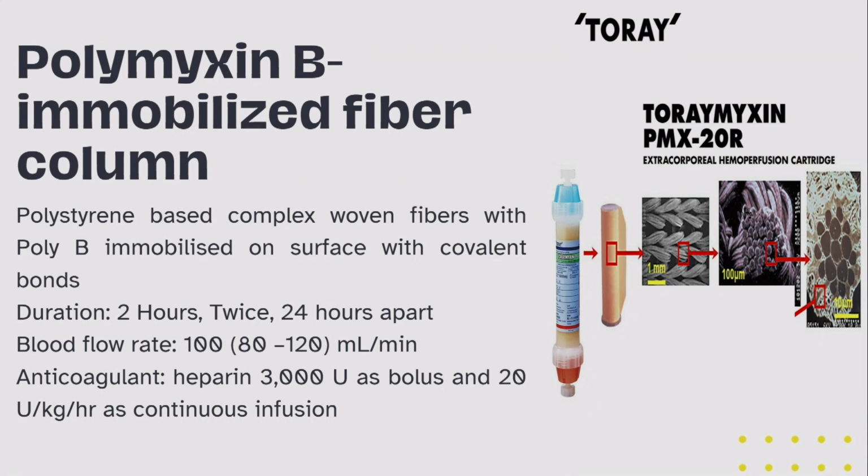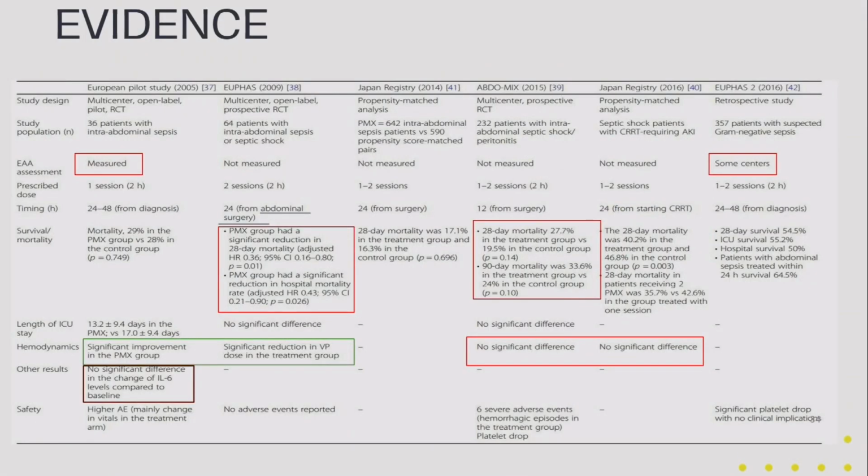So this has been studied for quite some time. There are multiple studies like EUPHAS, EUPHRATES, ABDOMIX and everything. I have just made some red boxes here for you to highlight that endotoxin assays were measured only in the initial phase of time. After that, it was a syndrome complex. Everything was based on SOFA score. Everything was based on APACHE score. We don't have to check these assays in the studies to come.